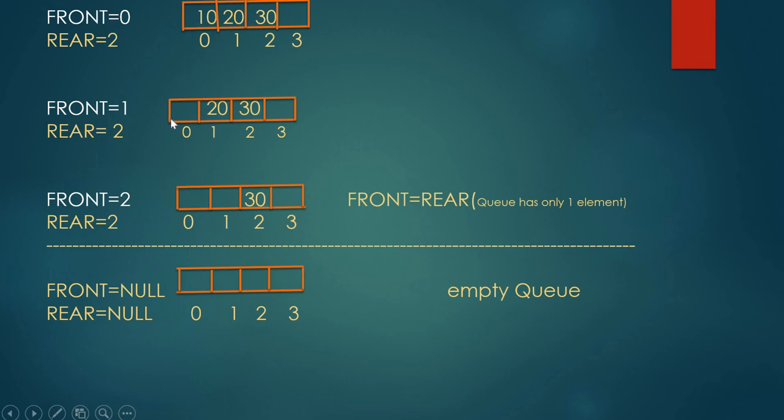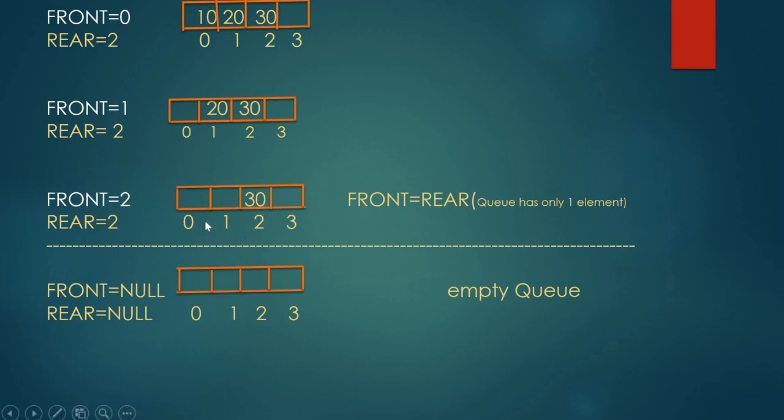See, in these 3 cases, rear is not changing. Rear is equal to 2, rear is equal to 2, rear is equal to 2. In these 3 cases, rear value is 2 itself. It is not changing. Then which pointer is changing? Front pointer is changing to front plus 1. Here 0 is changing to 1, then 1 is changing to 2. That is, front is equal to front plus 1.